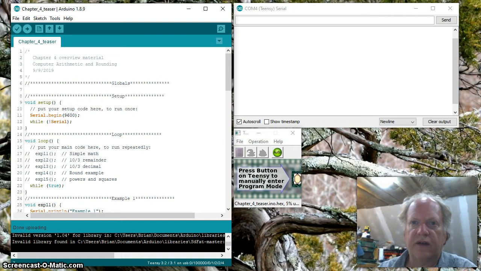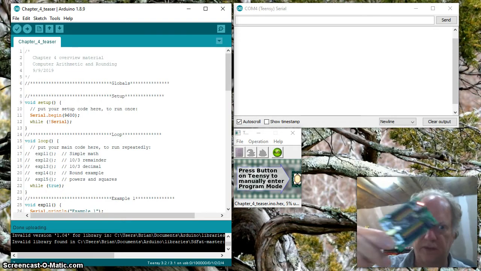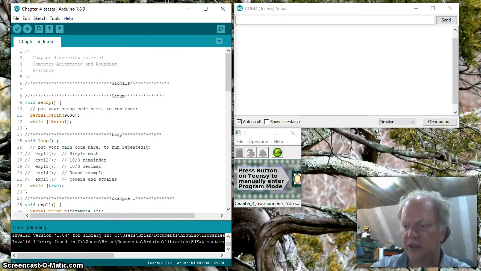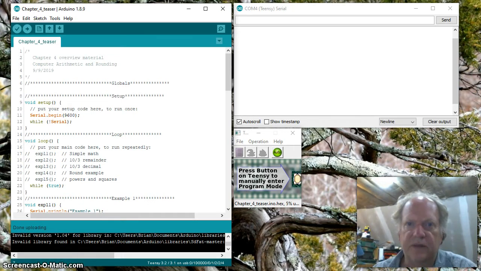Chapter 4 covers basic computer arithmetic and rounding. Once again, I'm going to be doing these demonstrations on a Teensy, either on a breadboard or on a motherboard. Actually, I think any Arduino compatible device would be fine for this particular demonstration. So let's just go ahead and get started.